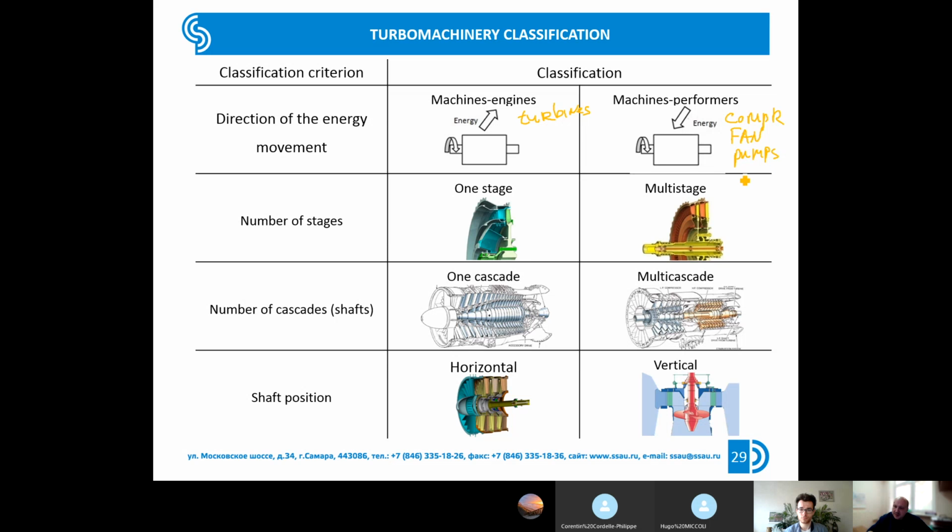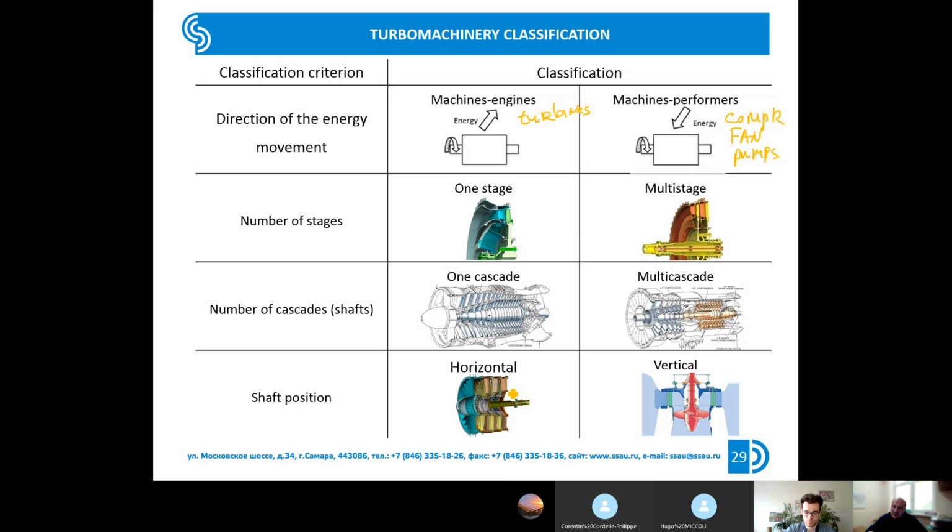We already discussed it at one of the first lectures, but I think you understand that these classifications are not widely used. By number of stages, the turbomachinery could be one stage or multi-stage, and could be one cascade, which means that you have one rotating shaft, or multi-cascade, which means that you have two or three rotating shafts. You could have a low pressure cascade, intermediate pressure cascade, and high pressure cascade.